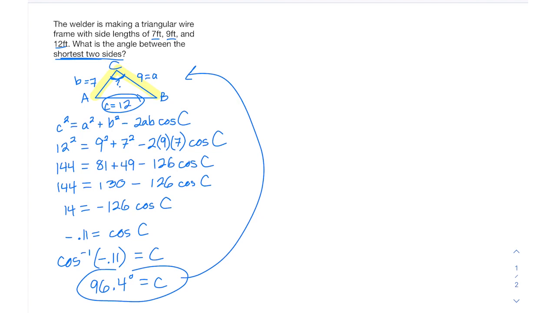Up next, we're going to take a look at a few more questions where we apply law of sines and law of cosines.